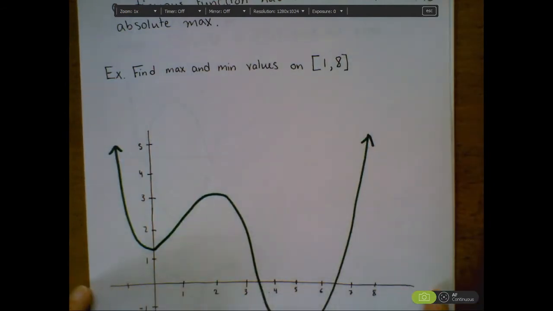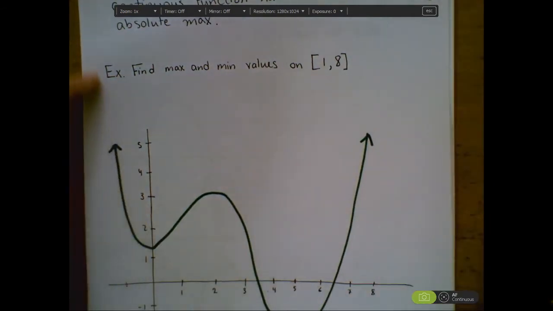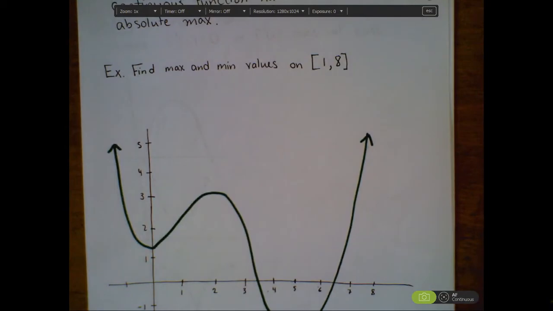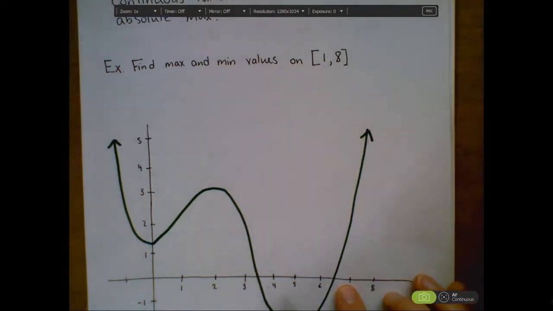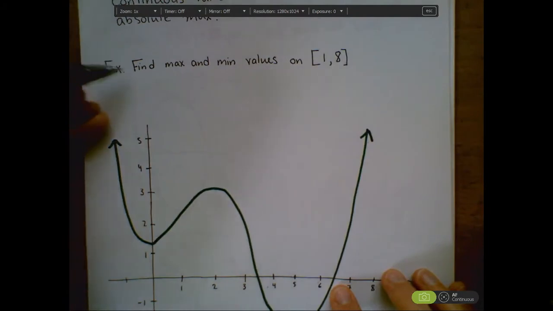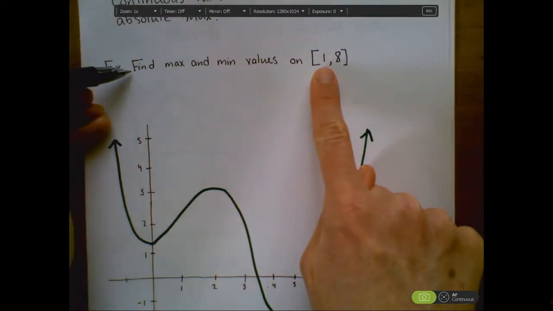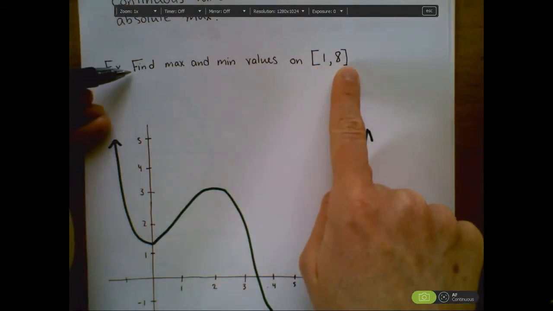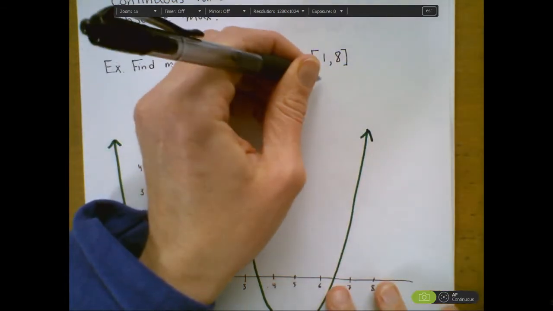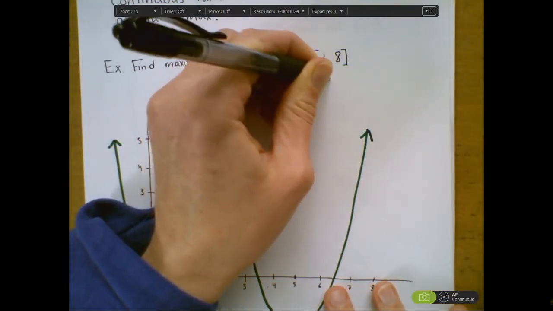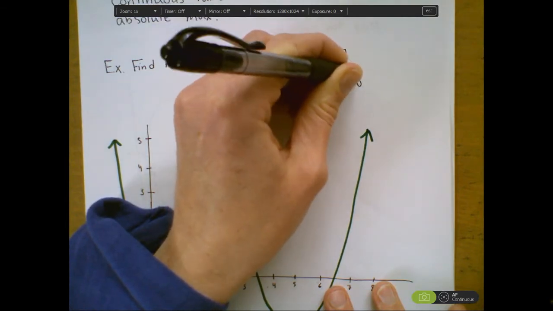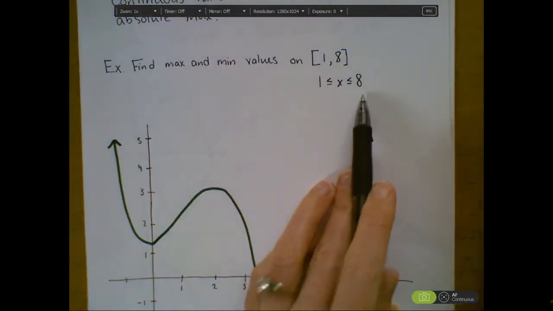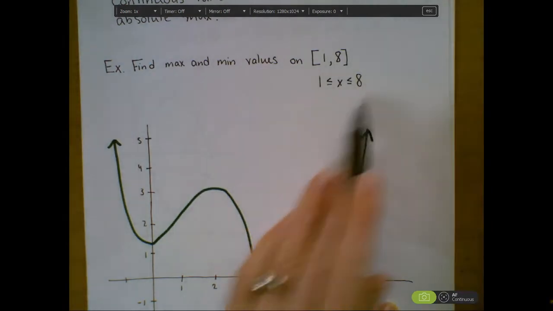We saw in the last function, and here's that function again, that there was no absolute max globally on the entire domain, right? Because it just gets bigger and bigger and bigger. There's no one value that's bigger than all of the rest, because you could say infinity. That's not really a value, though. But if we restrict our domain to just looking at the interval from 1 to 8, so this is saying my x values are going from 1 is less than or equal to x is less than or equal to 8. What are the biggest and smallest of the y values on this interval?